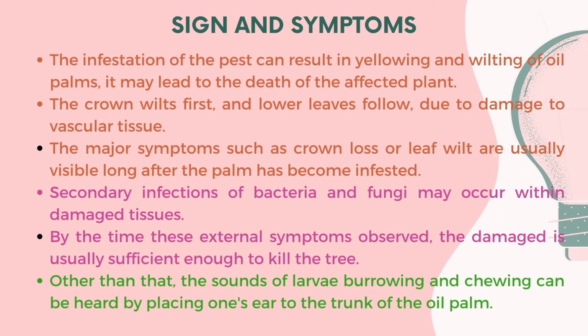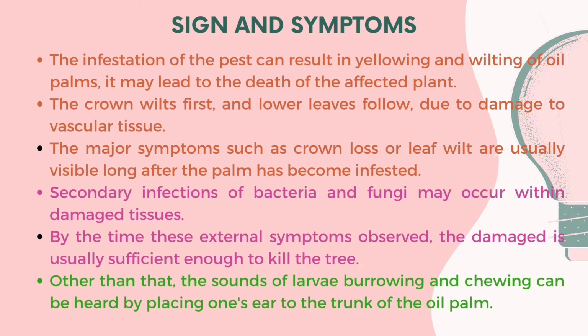One of the symptoms is that the infestation of the pest can result in yellowing and wilting of the oil palms, and it may lead to the death of the affected plant. Then, the crown will wilt first, followed by the lower leaves, due to the damage to vascular tissue. However, this symptom can usually be seen only after the palm has been infested. The next symptom is that infection by bacteria and fungi occurs within the damaged tissue.